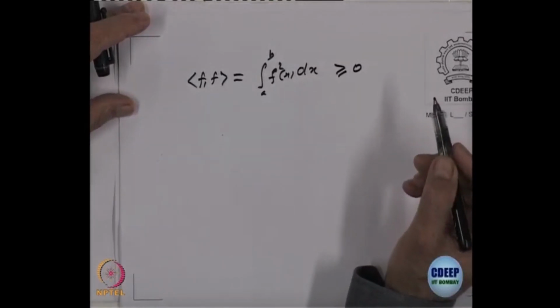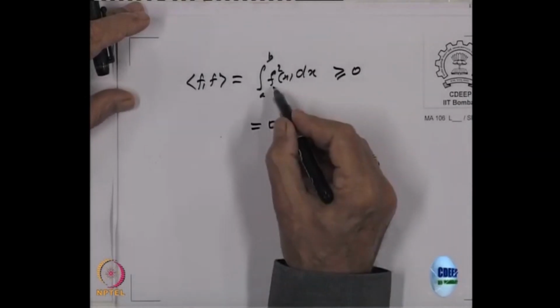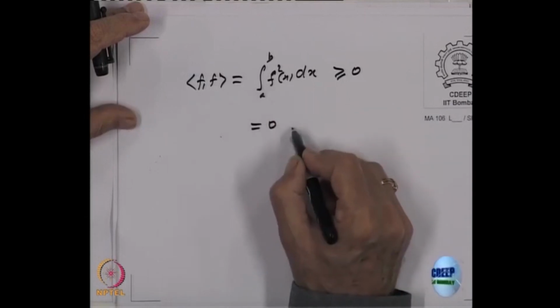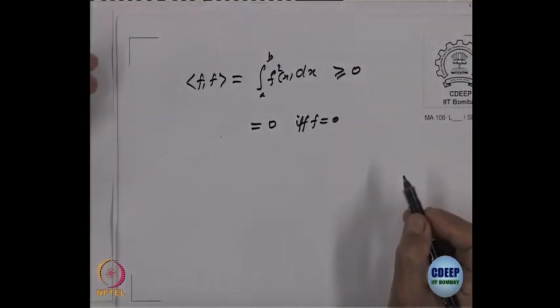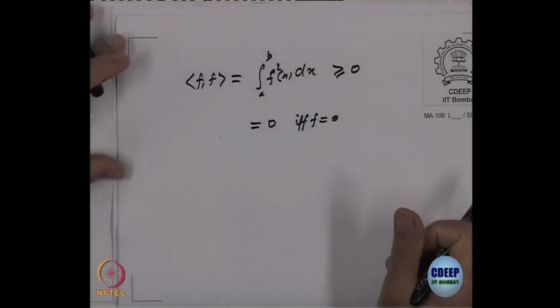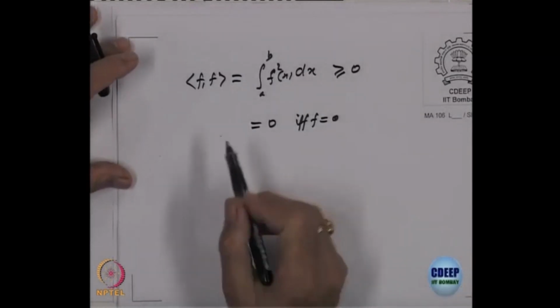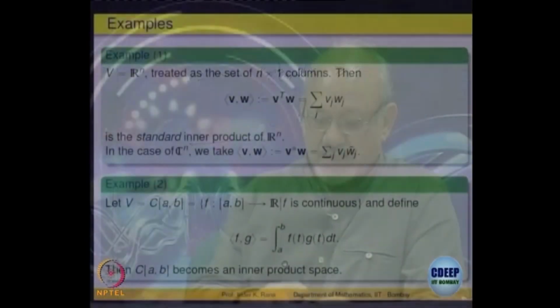The integral of a non negative function is non negative, and it is equal to 0. When is it equal to 0? When the function is identically 0, f squared equal to 0, if and only if f is equal to 0. The integral of a non negative continuous function is 0 if and only if the function is 0. So f squared is equal to 0 means f is equal to 0. So that is the inner product. So that is what we are saying, that this becomes an inner product space. f squared equal to 0 means what? It is mod f squared.